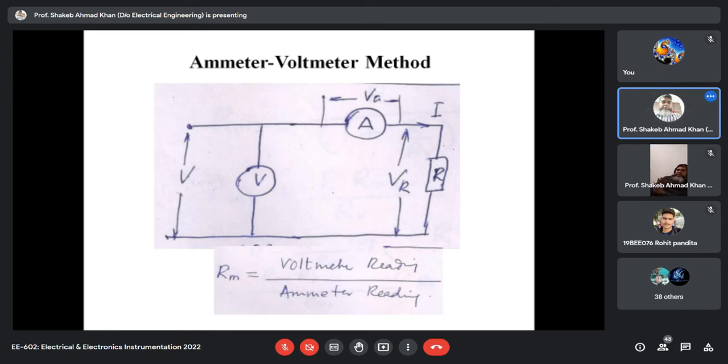Your voltmeter reading, again I'm telling you, this method will give you accurate results only in the condition when your voltmeter reading is equal to the voltage across the resistance and the ammeter reading is the current through the resistance. So in this case, your voltmeter is not satisfying the condition. The voltmeter reading is equal to the voltage drop across the resistance and the voltage drop across the ammeter. Now how can we handle this imperfection present in this circuit?